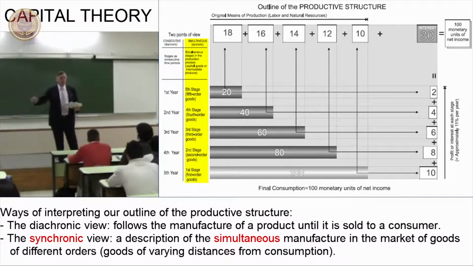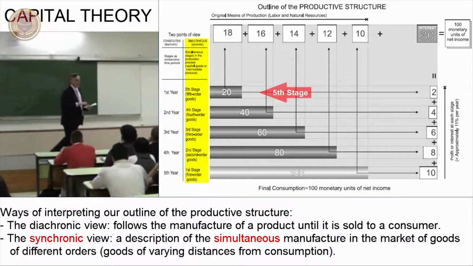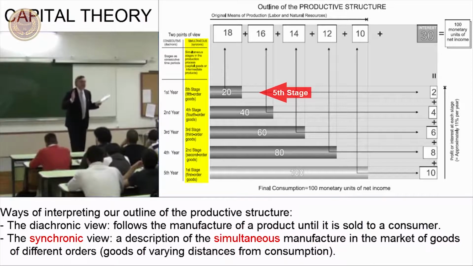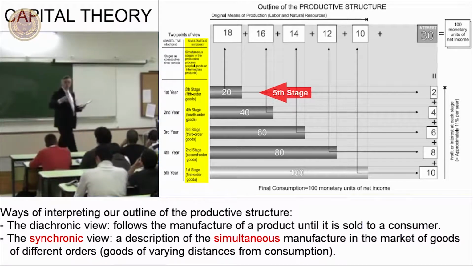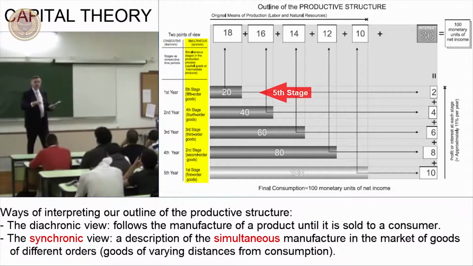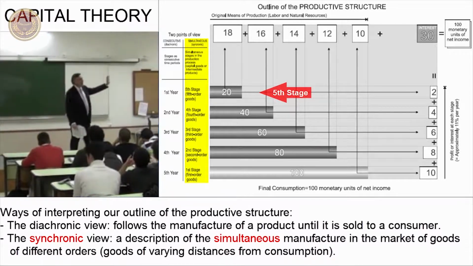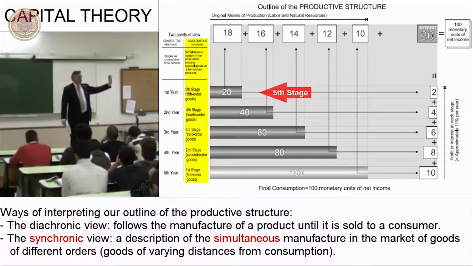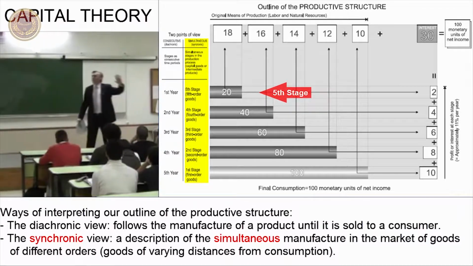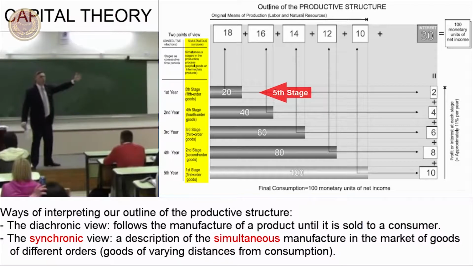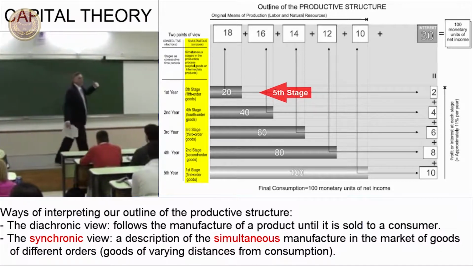If at this moment we take a photo of the productive structure, we find that right now there are companies devoted to the extraction of iron ore. We do not know how this iron ore will ultimately be used. It may be turned into vehicles, or ships, or metal structures within 3, 4, or 5 years. We do not know, but today there are companies devoted to that stage. And from the synchronic viewpoint, we call it the 5th stage. Why? In honor of Menger.